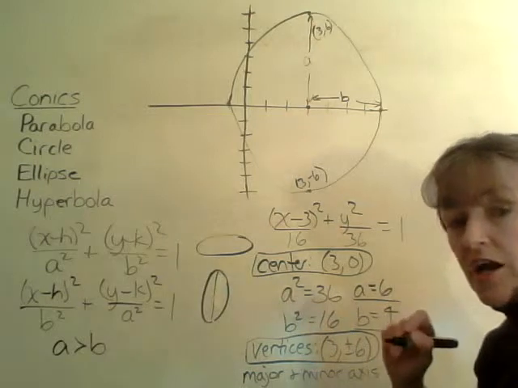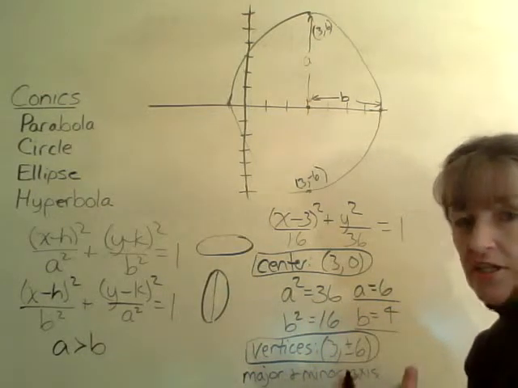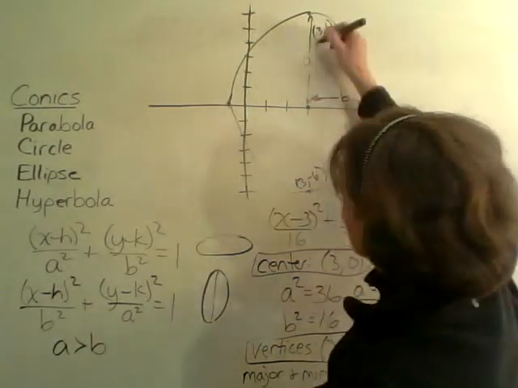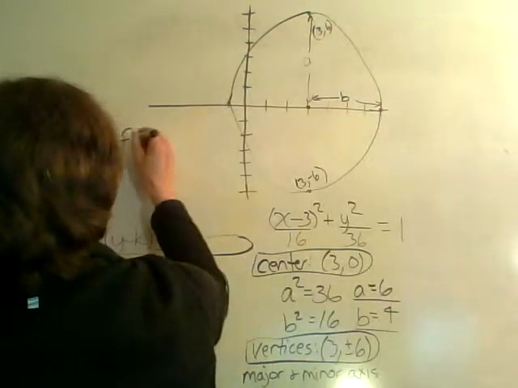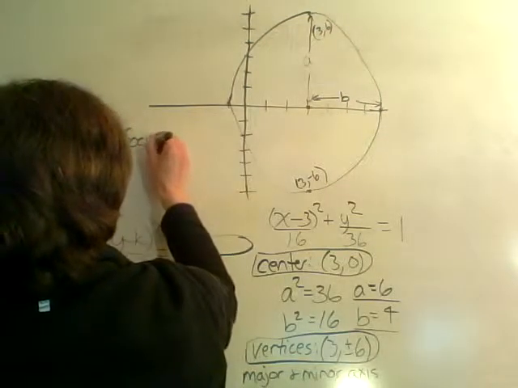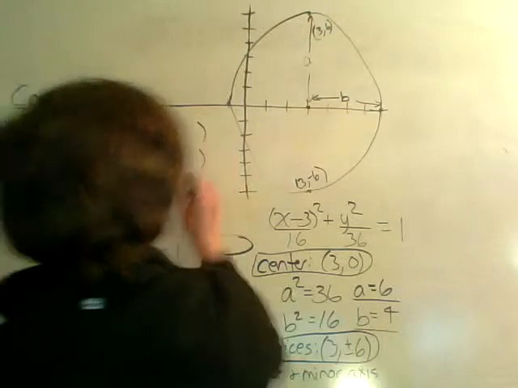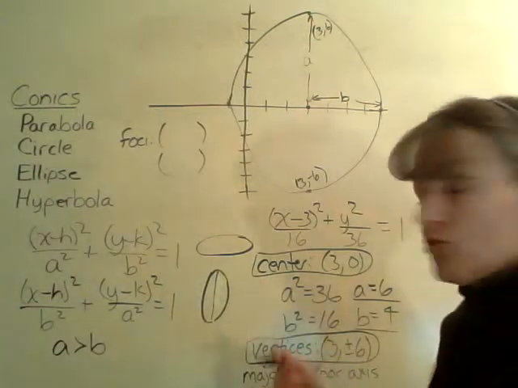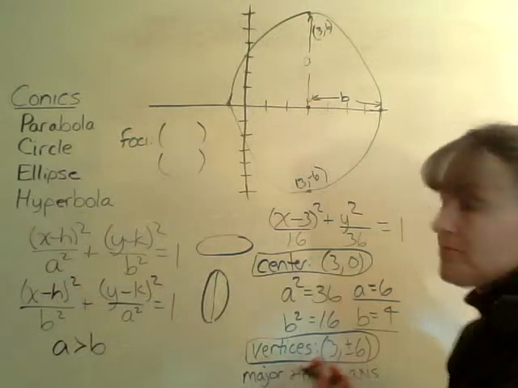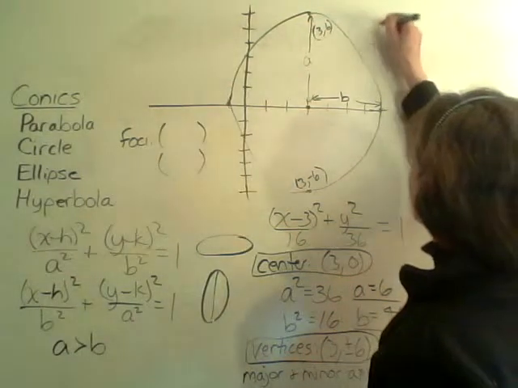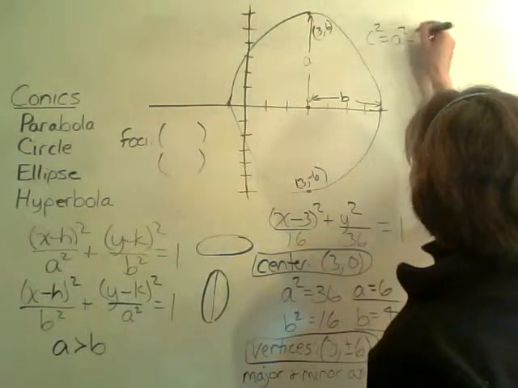Now, my foci, I use the letter C to get my foci. They're going to be points along here. All right, so let's put foci right here. I need C in order to get these 2 points. Well, what is C? There's an equation that we use to get C. And the equation is C squared equals A squared minus B squared.